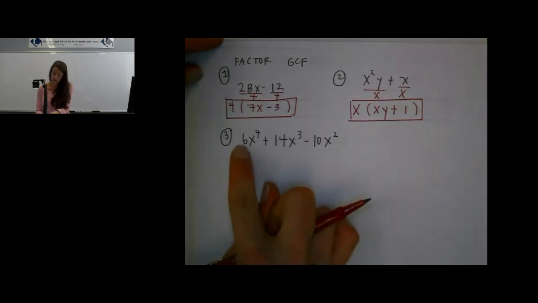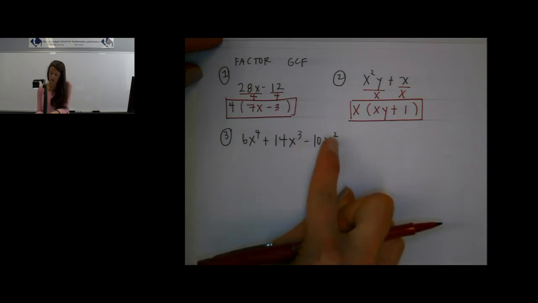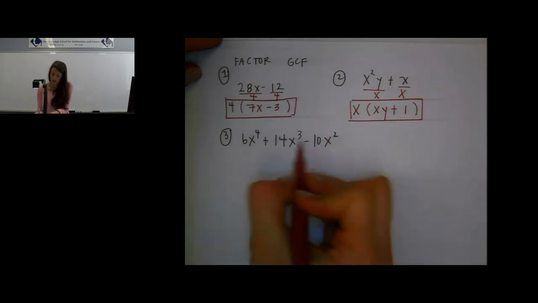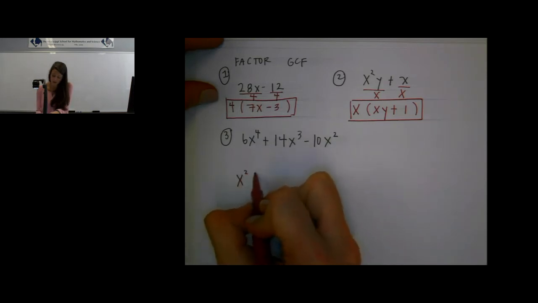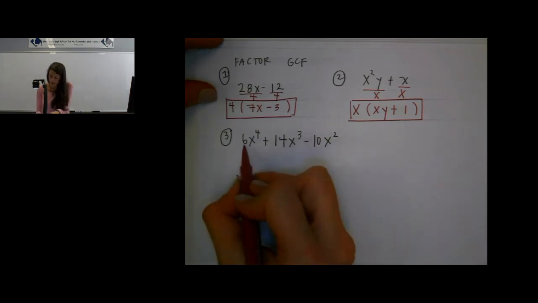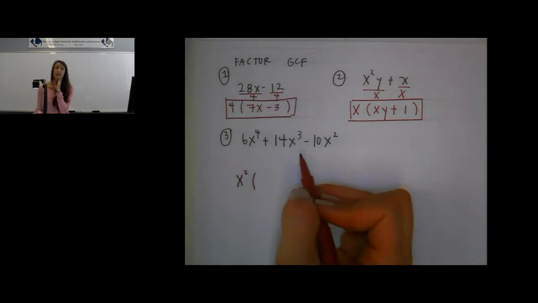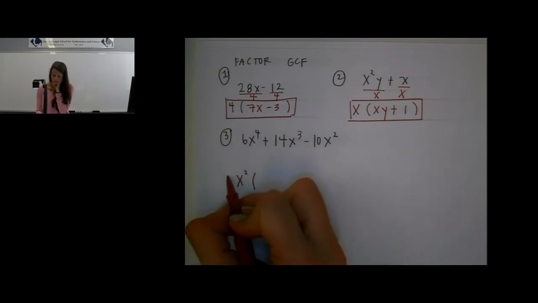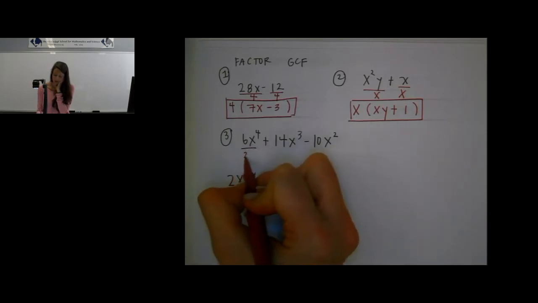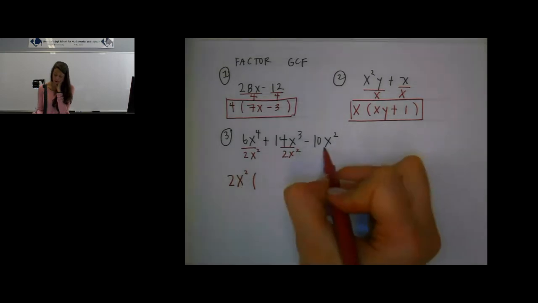Number 3, you have 6x to the 4th plus 14x cubed minus 10x squared. I see that I have an x present in all of them, so I do have an x squared that's in common. What about a number? I have a 6, 14, and a 10. 6 doesn't go evenly into those, but what will? 2 will go evenly into all of those. It's the largest number that they have in common.